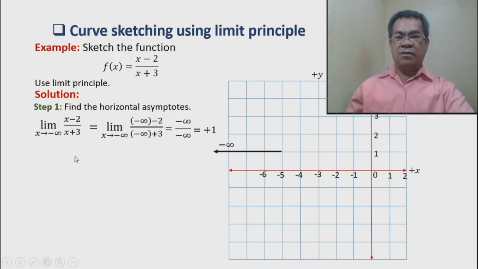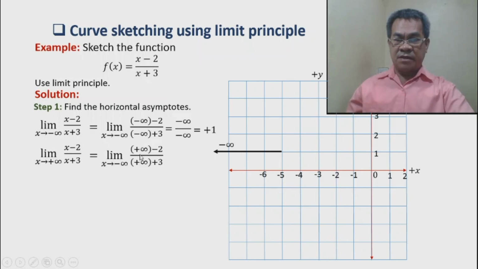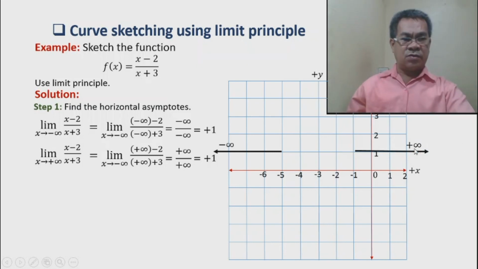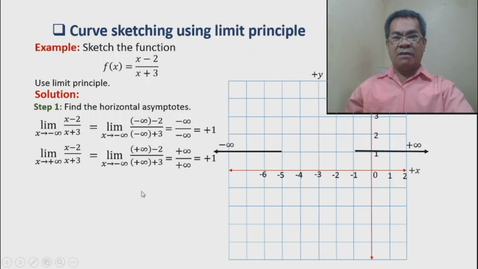Now what will happen if we reverse it, and x approaches positive infinity of this function? This is positive infinity. Again, this will not affect the calculations, and the answer is 1. So therefore, if we increase x towards the positive, the answer is 1 positively. Now, what will happen in between?